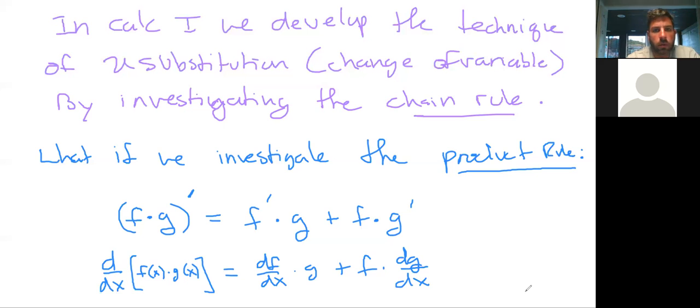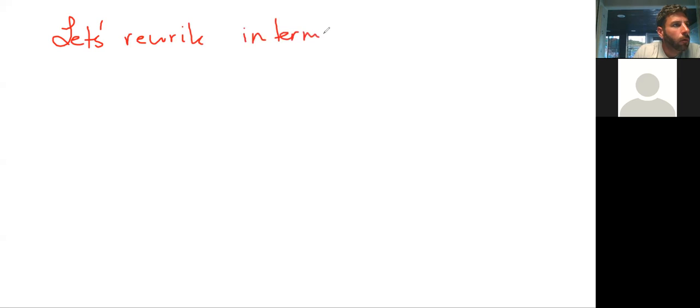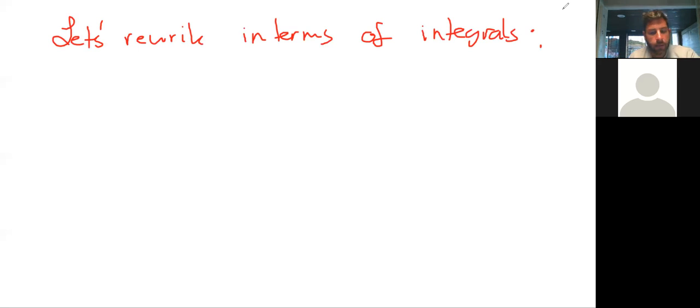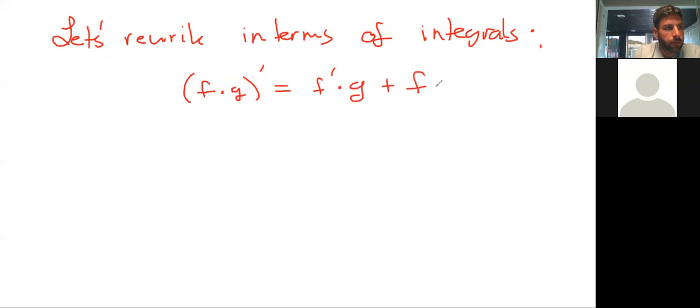So, let's do that. Here's how I'm going to do it. If I have my formula, which is the derivative of f times g equals f prime times g plus f times g prime.